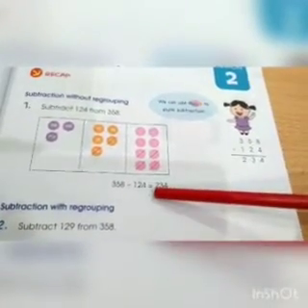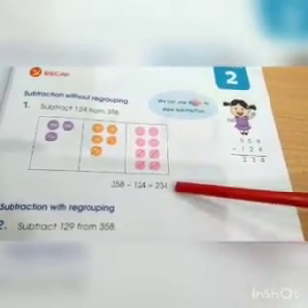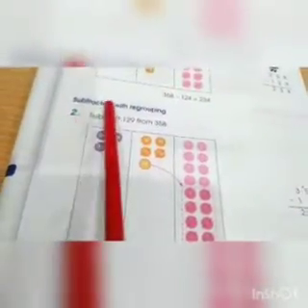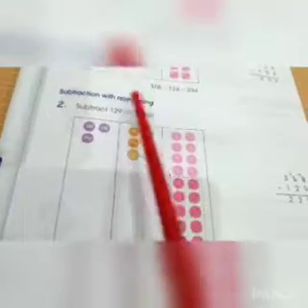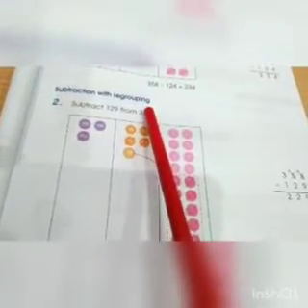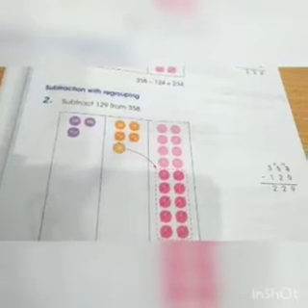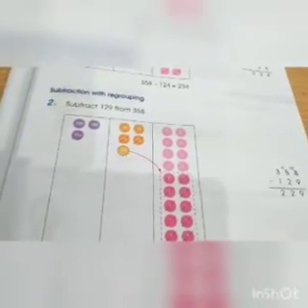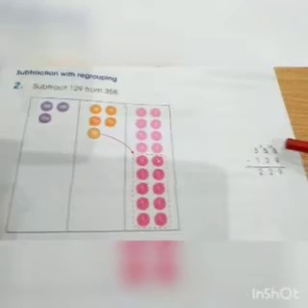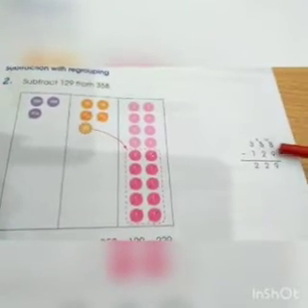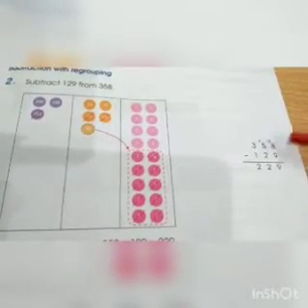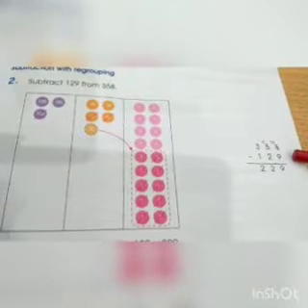234. The answer is 234. Okay, moving toward question number 2, subtraction with regrouping. Now we are borrowing. Subtract 125 from 358. You can see the subtrahend is bigger than the minuend.